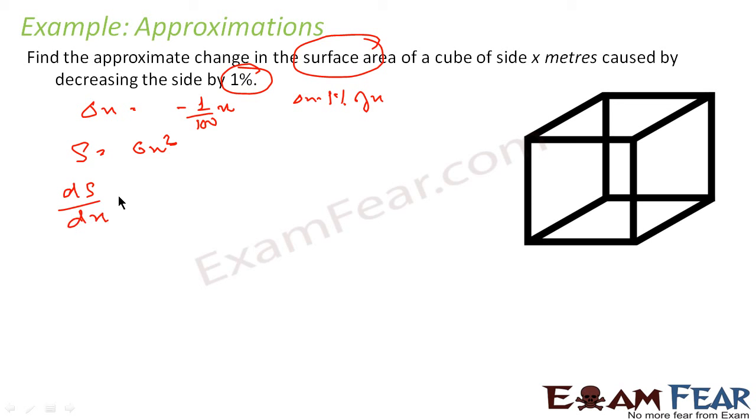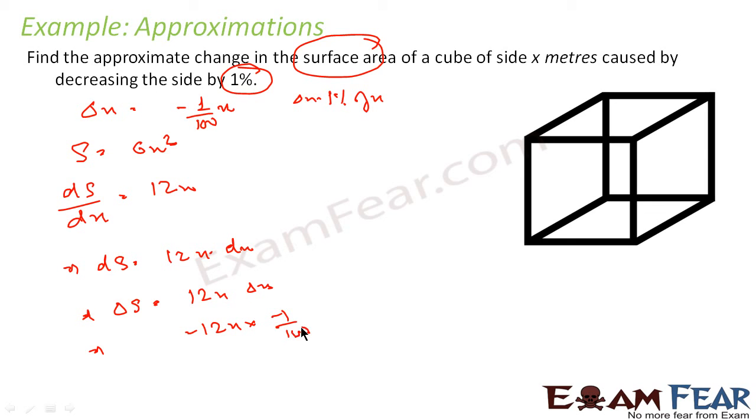So let's differentiate this with respect to x. ds by dx is nothing but 12x. Correct? So my ds is 12x dx. Let's assume the change in surface area is small, so delta s is 12x delta x, which is 12 into x into minus 1 by 100 into x, that is minus 12 by 100 x square meter square. So the change in area is minus 12 by 100 x square. It is a negative change.